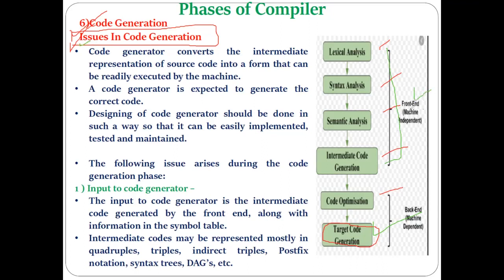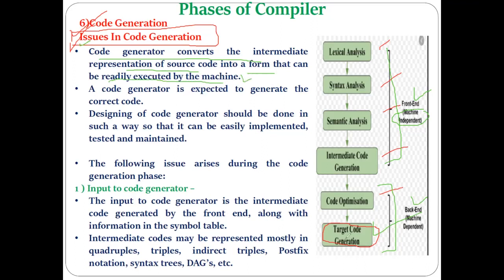So front end is considered to be machine independent. And these last two phases come under the category of the backend. And so we are discussing the last phase of the compiler in the backend today. Backend is considered to be machine dependent. Code generator converts the intermediate representation of source code into the form that can be executed by the machine.